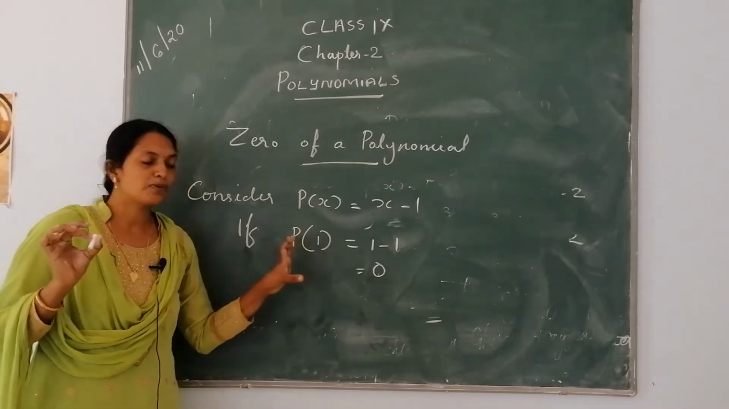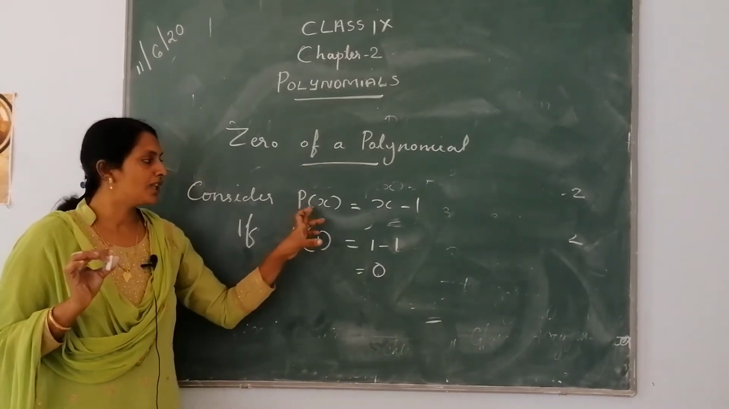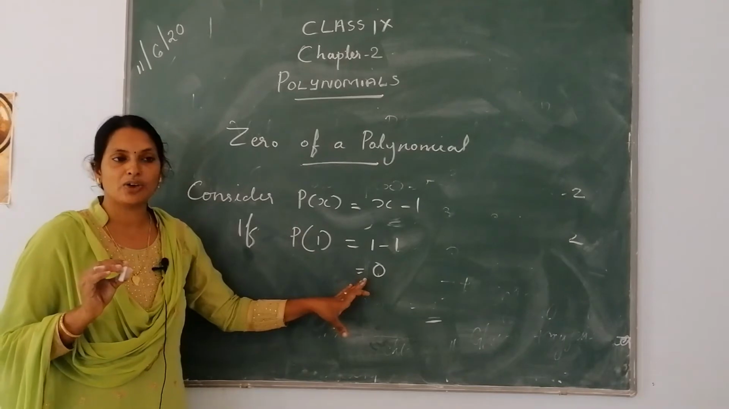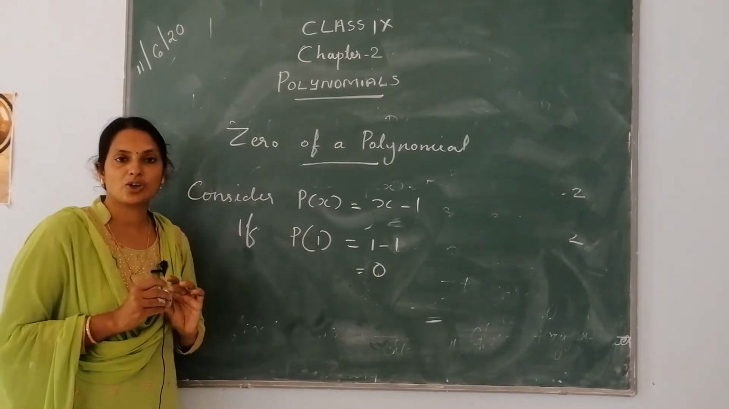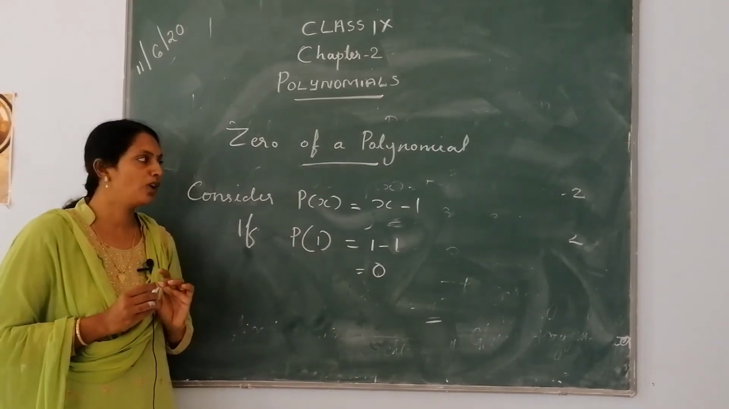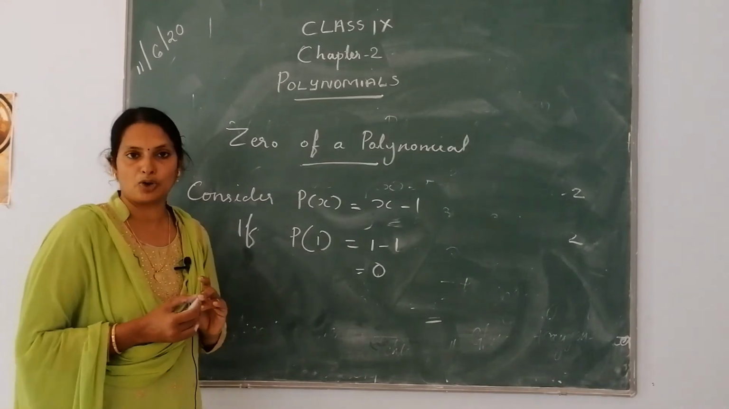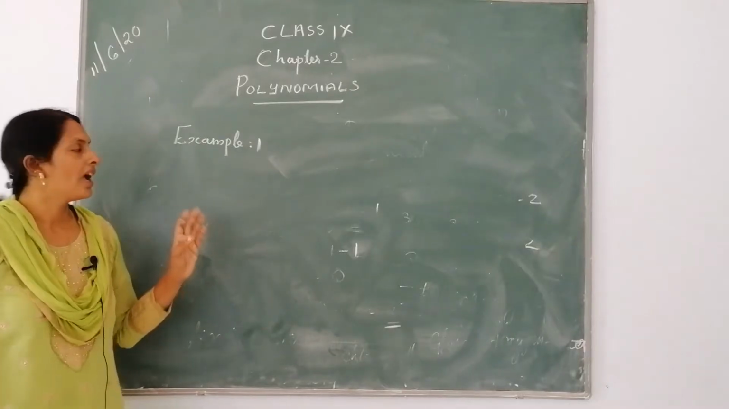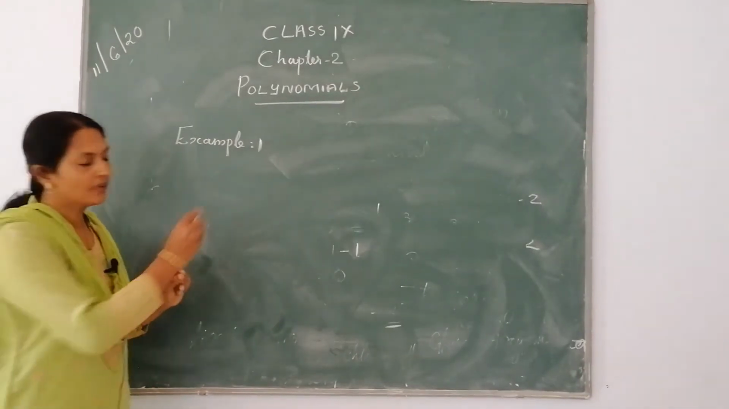When we substitute which value into that polynomial, we will get 0, that value is called the zero of a polynomial or root of that polynomial. I will show you an example.